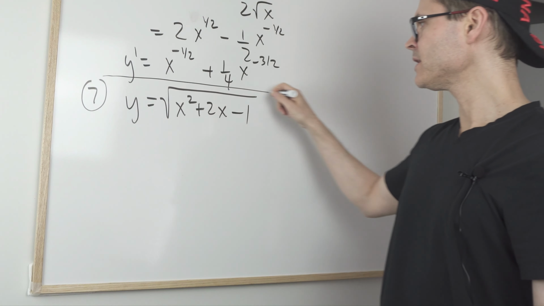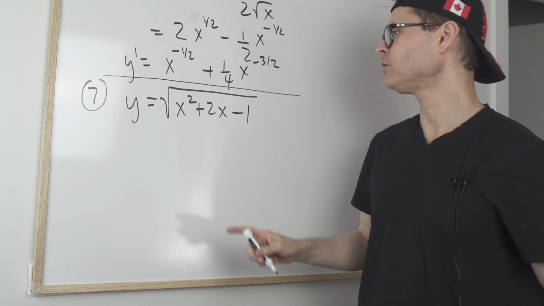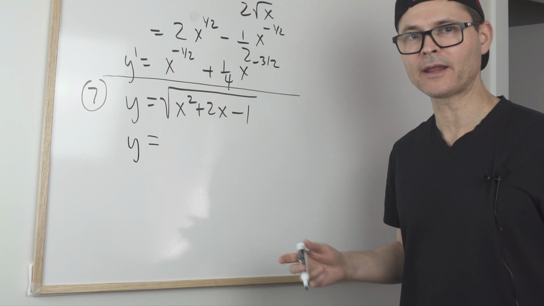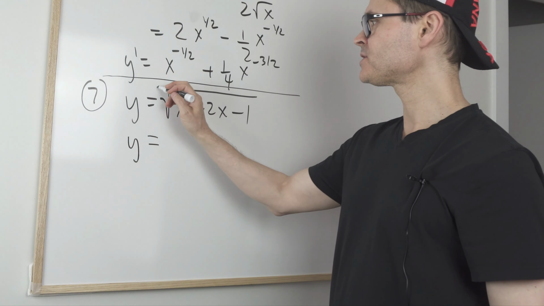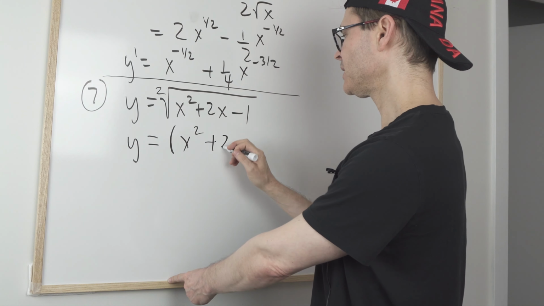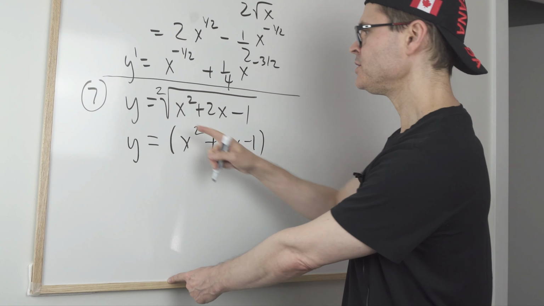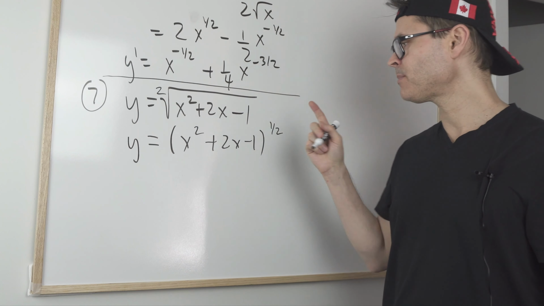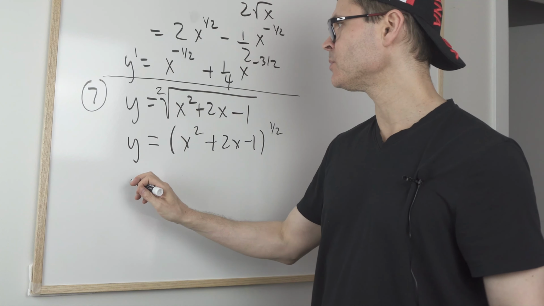All right, let's look at our next one here. So we have another radical. Don't be afraid to convert that to a power. A radical is just an exponent. If it's degree 2, you can take the whole base, which is x squared plus 2x minus 1, and just raise it to the power of 1 over 2. And then you can use the power law, which is pretty easy for most students.